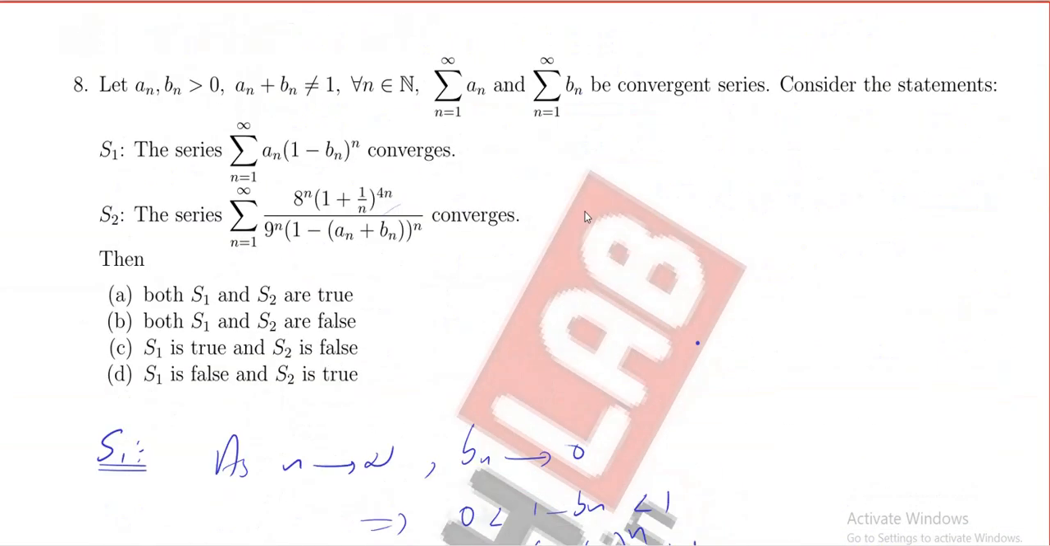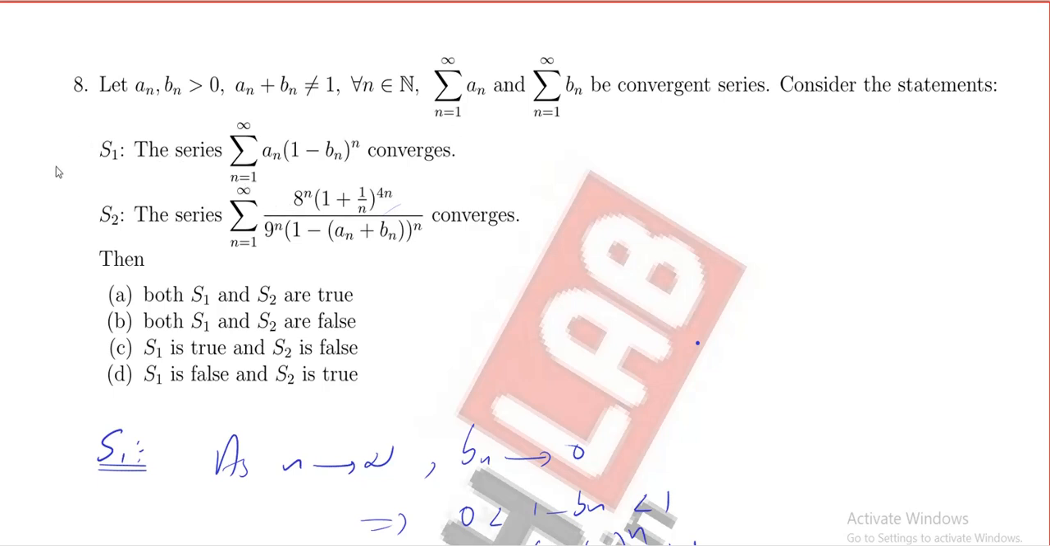All right, question number 8. Two series are given, sigma an and sigma bn. Both are convergent series, and it's given that both are positive term series, and an plus bn is not equal to 1. Now based on an and bn, two series are obtained. The first one, sigma an times (1 minus bn) to the power n. The second one, 8 to the power n times (1 plus 1 by n) to the power 4n by 9 to the power n times (1 minus an plus bn) all to the power n. We need to check the convergence of these two series.